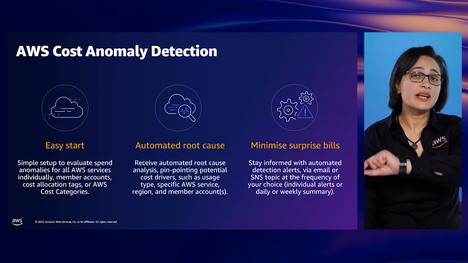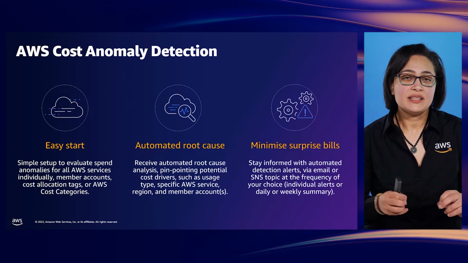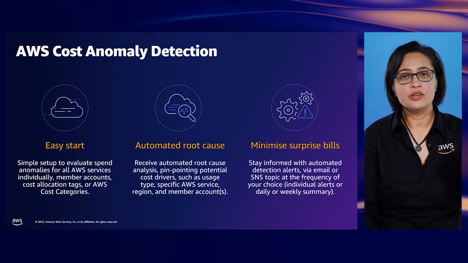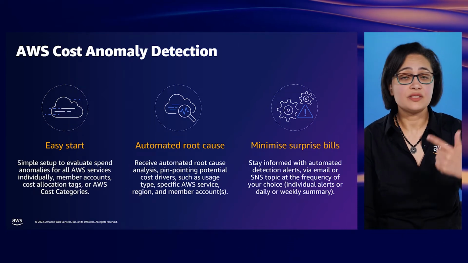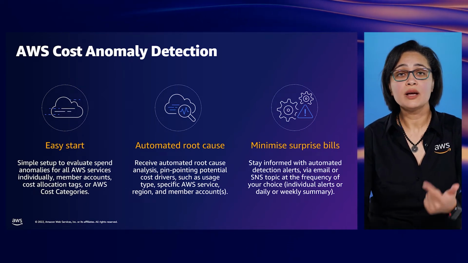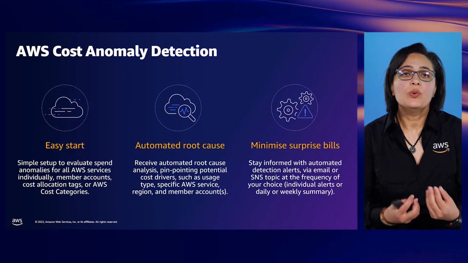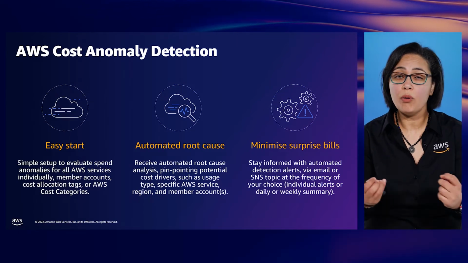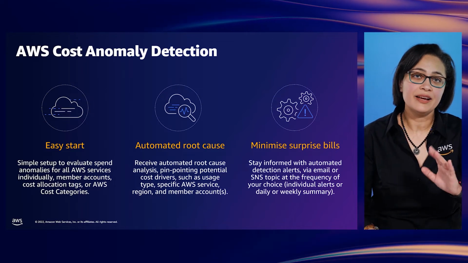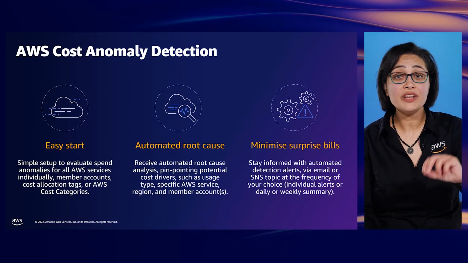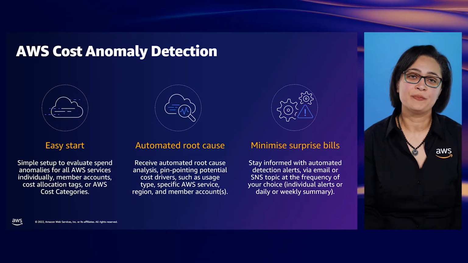In regards to root cause analysis though, Cost Anomaly Detection identifies the drivers of the anomaly, including the account ID, the service that is responsible for the anomaly, besides the region and usage time. So Cost Anomaly Detection will help you start addressing the spike in spend immediately, instead of dealing with the outcome when you receive the bill the following month.